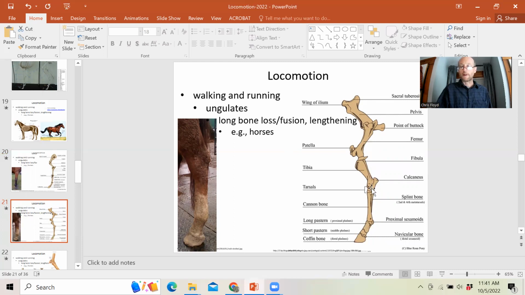We have a lengthening, strengthening, bone fusion. Here's what's called the split bone, which is the second and fourth metatarsals fused. But you only see one thing, that's called the cannon bone. Notice also you have weight distributed on one structure.